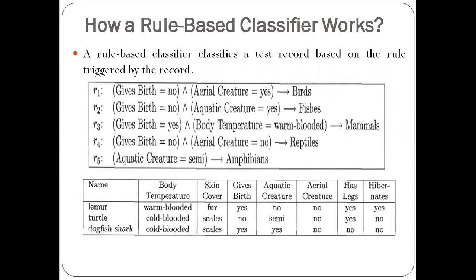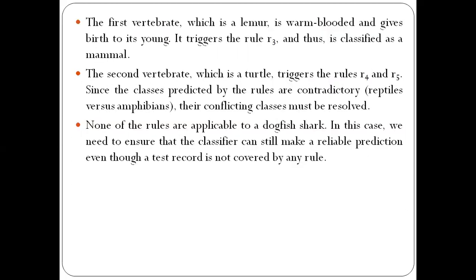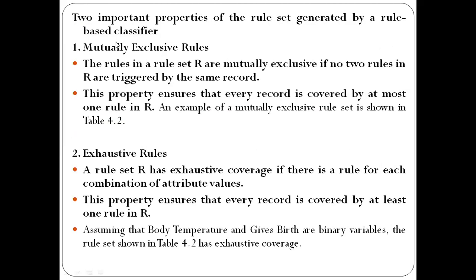So in this situation, we need to ensure two properties of the rule set. Two important properties that must be satisfied by the rule set in a rule based classifier are, first, mutually exclusive rules, and second, exhaustive rules. I'll explain it in detail. Mutually exclusive means that if you have two or more rules in a rule set, then no record must trigger two or more rules at the same time.